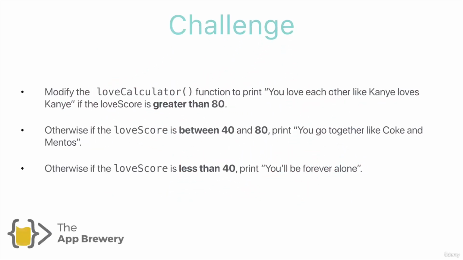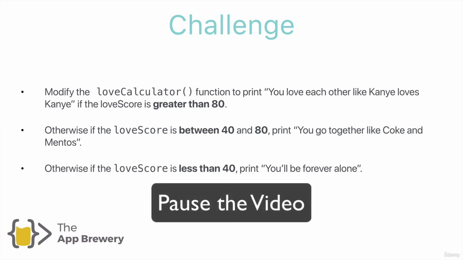Here's the second part of our challenge. I want you to modify the LoveCalculator so we'll get our you love each other like Kanye loves Kanye message trigger more frequently, and it should print that message if the love score is greater than 80. Otherwise, if the love score is between 40 and 80, then it should print you go together like Coke and Mentos. And finally, if the love score is less than 40, you should print you'll be forever alone. So go ahead and try to make those modifications to your LoveCalculator and complete the challenge now.